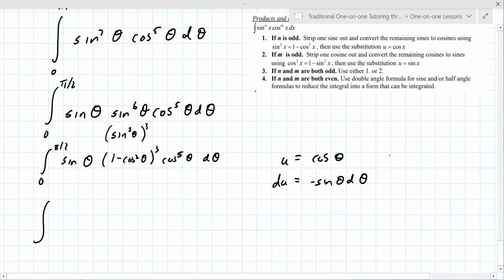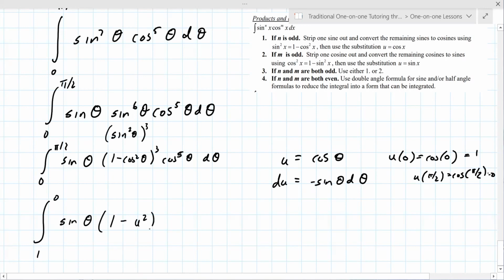Okay, so to do that, you have to find u of 0, which is cosine of 0, and then you have to find u of pi over 2, which is cosine of pi over 2. You basically take each of these bounds and you plug them in here. Okay. So cosine of 0 is 1, cosine of pi over 2 is 0. So you got to be careful, it's 1 to 0, even though that seems wrong. That's what happens when you do this. Okay. So that's sine theta 1 minus u squared cubed.